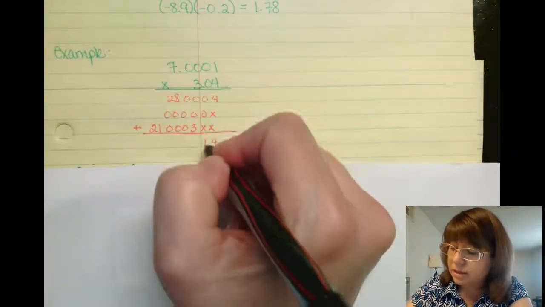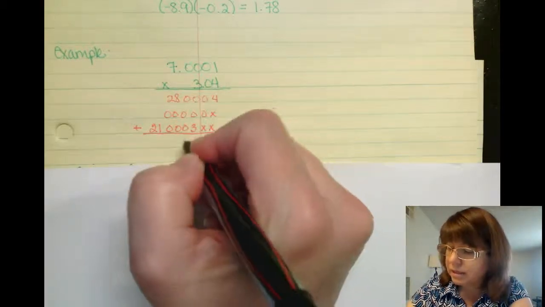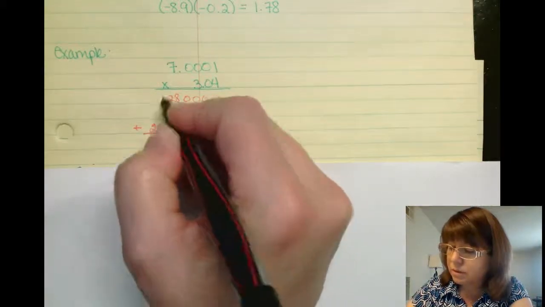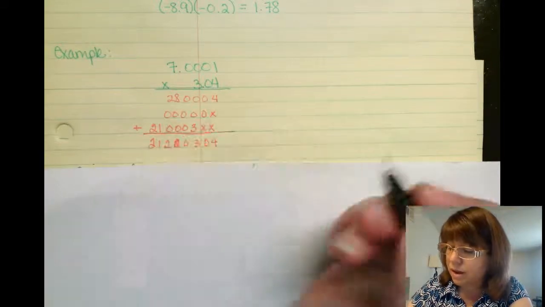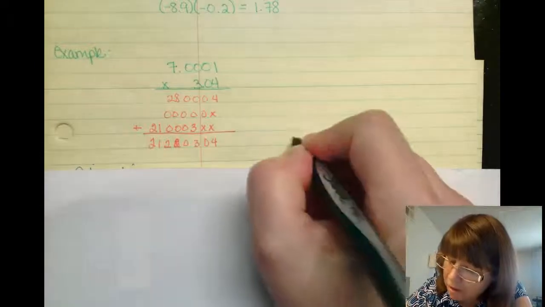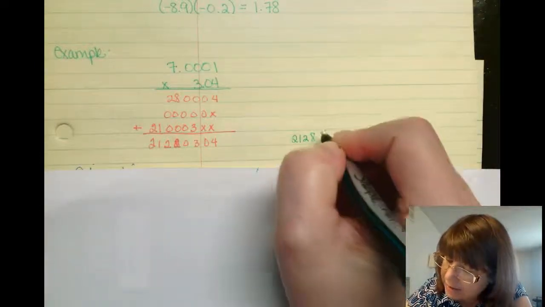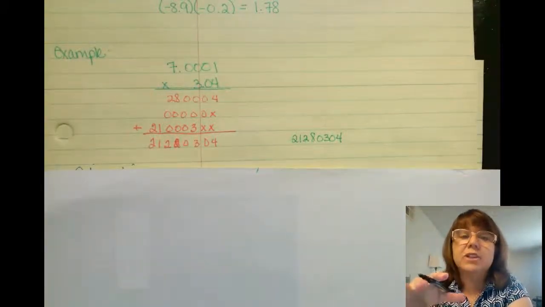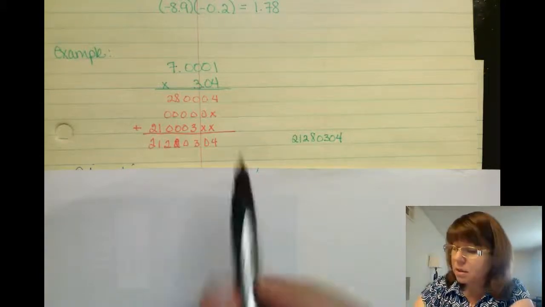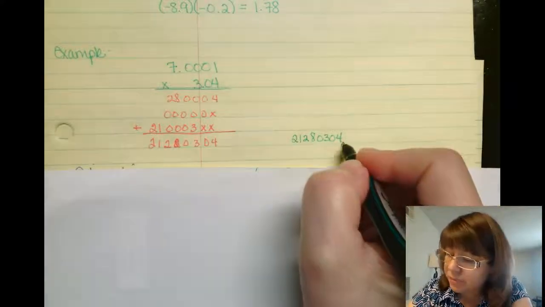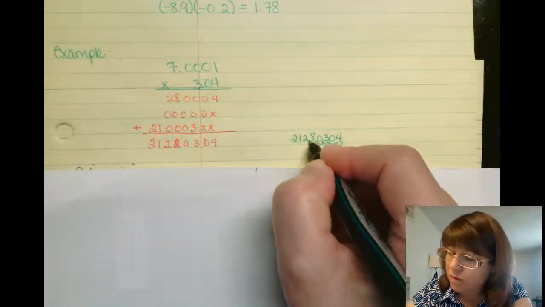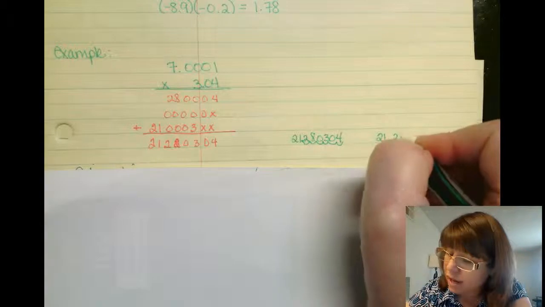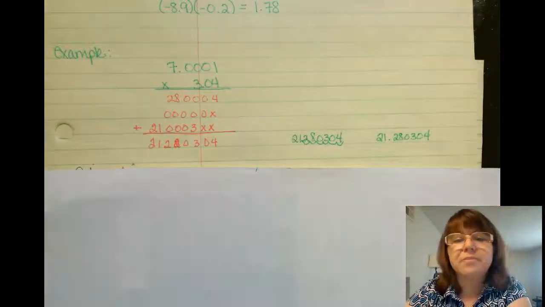4, 0, 3, 0, 8. Oop, that was an 8. 2, 1, and still adding 1. So I have 2, 1, 2, 8, 0, 3, 0, 4. That's just the regular multiplication, but now I have to move the decimal. How many spots? 1, 2, 3, 4, 5, 6. 6 spots. So my final answer is 21.280304.